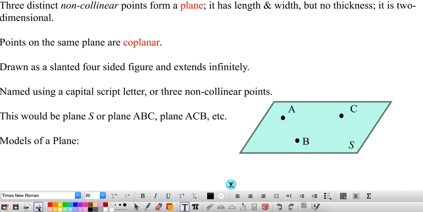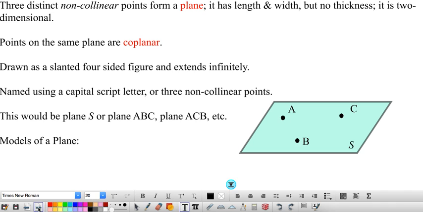If we have 3 points, and those points have to be non-collinear, that means not on the same line, then those points will form what we call a plane. Okay, a plane can stretch in 2 different ways, left, right, or forward, backwards. So it does have a length and a width, but it still has no thickness whatsoever. So this is 2-dimensional because it can go left, right, and front, back. Any points that are on the same plane are coplanar.